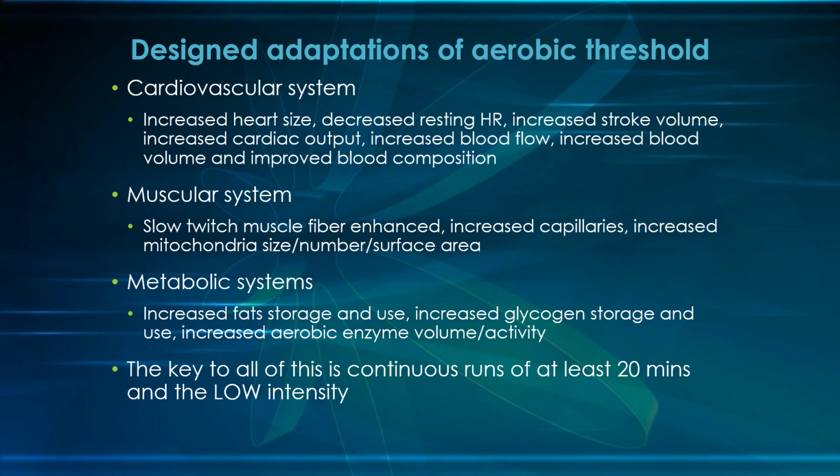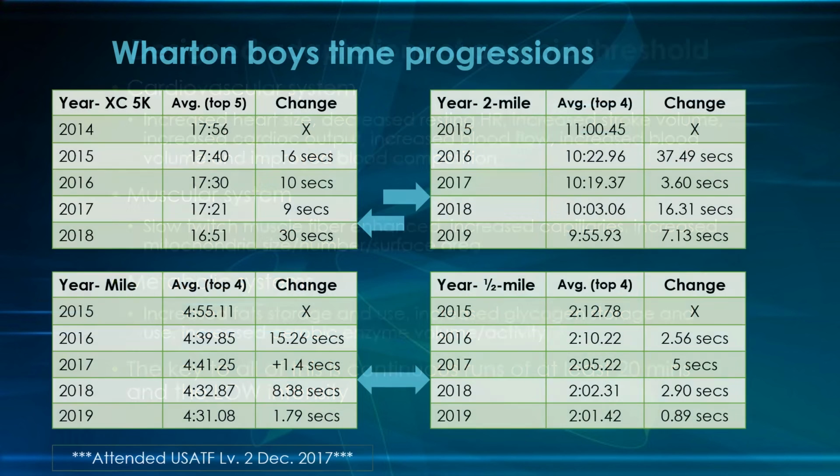Now, I've been saying low intensity in this aerobic threshold, and for me, this was the hardest part to accept when I went to the USATF, USA Track and Field, Level 2 endurance school. Obviously we want our athletes to be as good as possible, and sometimes we think that faster is better. And just as a really brief recap, after I was able to accept this, I went to the USATF Level 2 school in December of 2017.